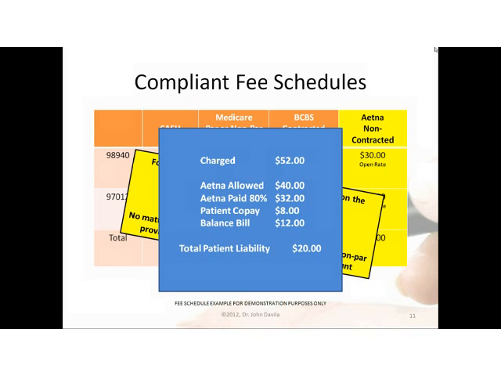And also, don't forget, that's a lot of money to be writing off. Oh, yeah, we'll just write it off for our patients. No, we can't, because why? We don't have a contract with Aetna. Aetna patients, basically, this is what they call their penalty for going to someone who's out of network. So that's how you'd handle compliant fee schedules.